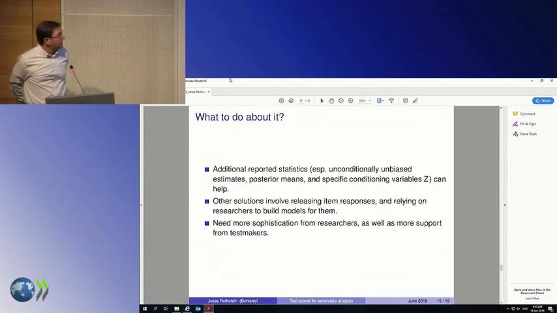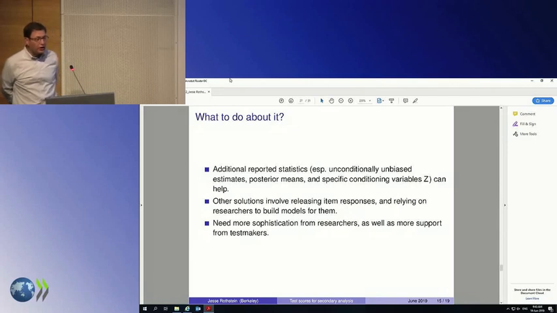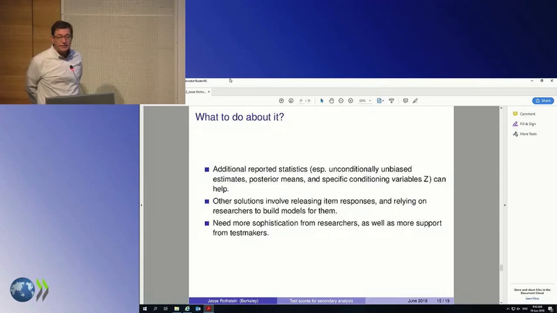Okay, I'm wrapping up here. Let me just talk briefly about what we can do about it. I think the first thing we ought to think about is, are there other statistics that we could distribute with tests that would help to avoid some of these problems? I do think there are things that could be provided. One is it would be nice to have noisy but unbiased estimates. Roughly, we can get an approximation to that by just maximizing the likelihood separately for each individual on the test.